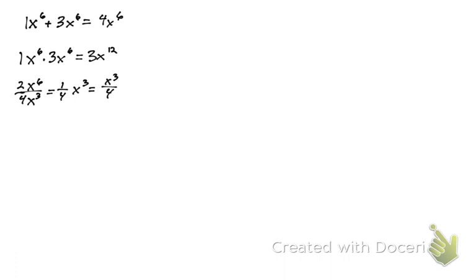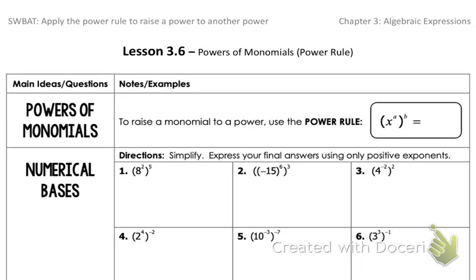Multiply, add exponents. Divide, subtract exponents. When you raise an exponent to an exponent, you multiply your exponents, but it's going to look like this: x to the a times b.